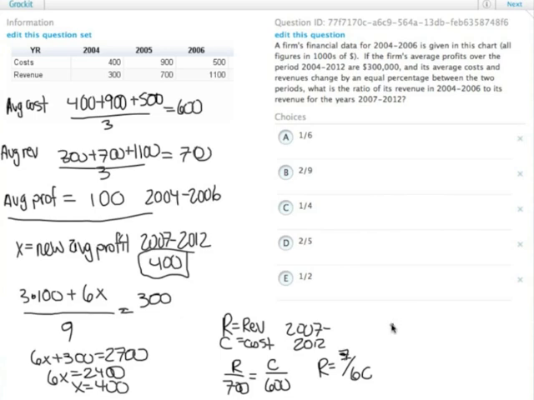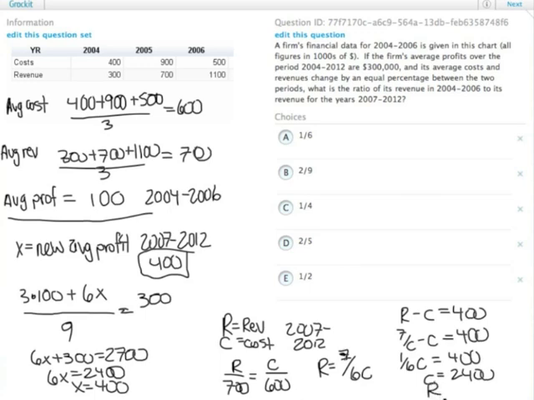So profit is revenue minus cost. So revenue minus cost equals 400. This is for the second time period. And we know that revenue is 7/6 of the cost, so 7/6 of the cost minus the cost equals 400. 1/6 of the cost equals 400. Therefore, the cost equals 2,400, and the revenue, again for the 2007 to 2012 period, equals 2,800.